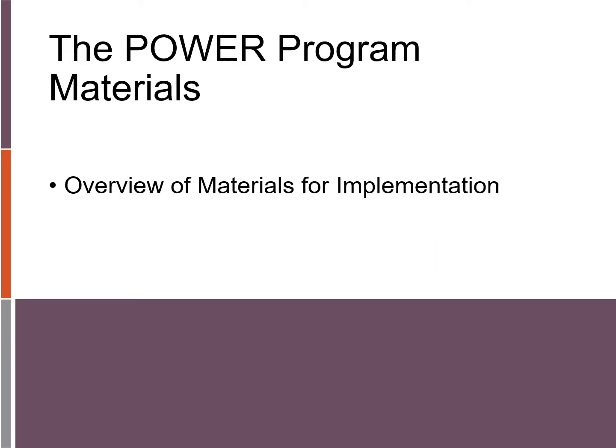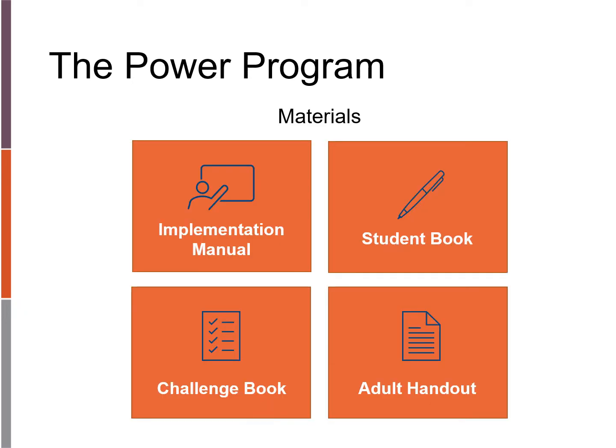Briefly, we will discuss the materials that are needed to run a POWER program group. There are 4 materials needed to run the POWER program. These include the implementation manual, student book, challenge book, and handouts for teachers and parents.